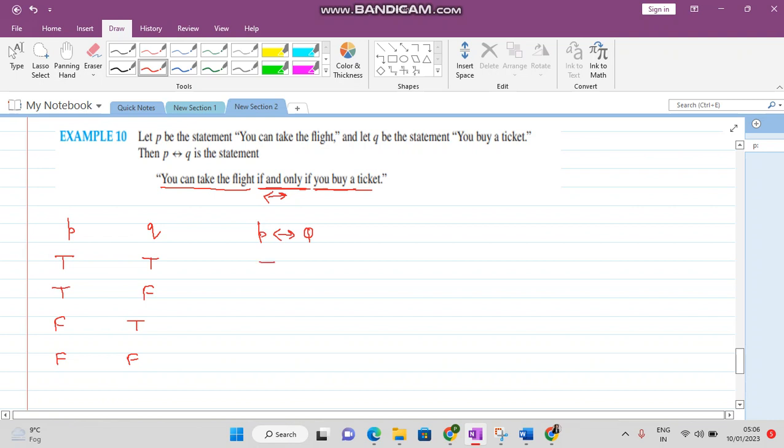There is no problem in this. If you buy the ticket, then you can take the flight. Nobody will stop you. The next case is that you take the flight, but you do not buy the ticket. This is not correct, so it is false. If you cannot take the flight even though you buy a ticket, this is also a false statement. The next one is that you cannot take the flight if you do not buy a ticket, then it is completely correct. So you see that in a biconditional statement, only when both truth values are the same is the answer true, otherwise it is false. More about it will be discussed in the next video lecture. Thank you very much.